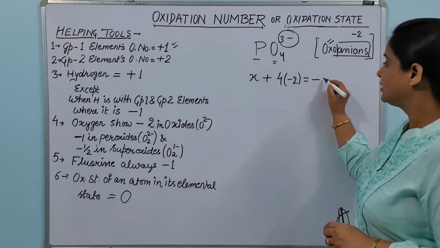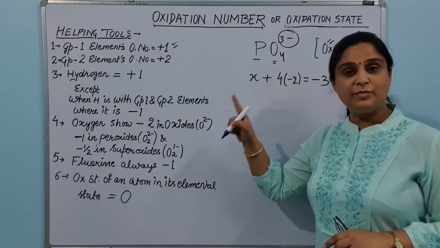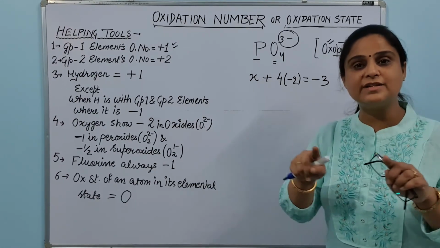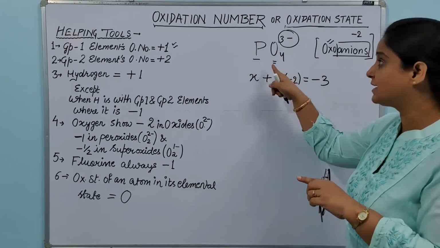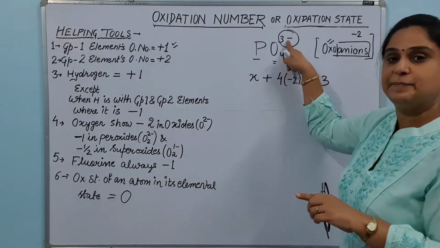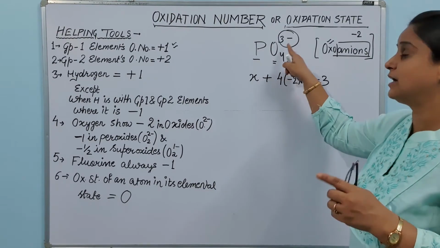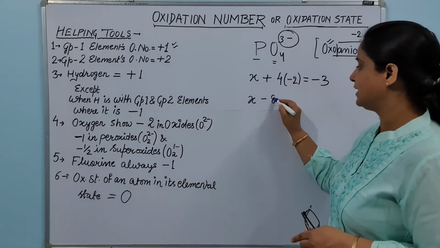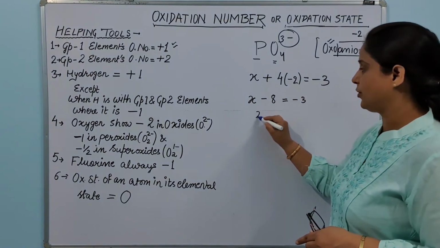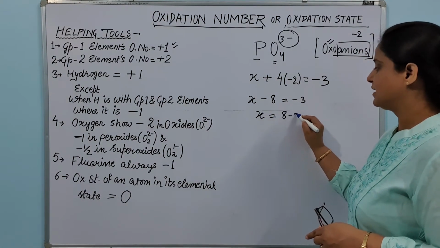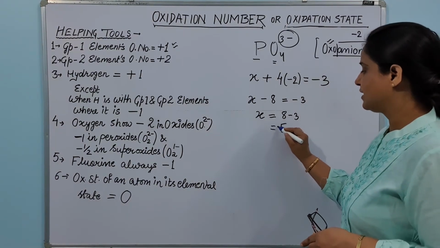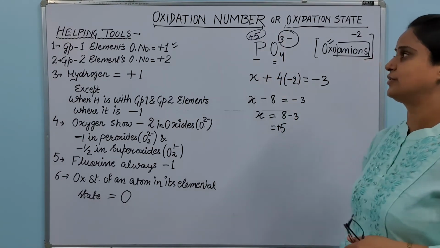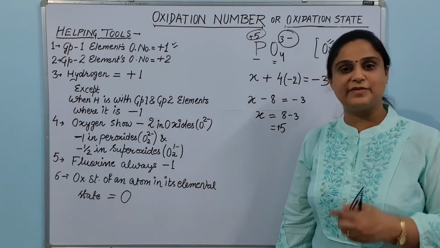So I am writing down here -3, because in the molecule it was 0. We were keeping 0 on the right hand side because the overall charge on the molecule was 0. But in that case, the total of these two charges will be -3, because it appears on the ion. So X minus 8 equals -3, or X equals 8 minus 3, and this is +5. So this is the oxidation state of phosphorus in the phosphate ion.